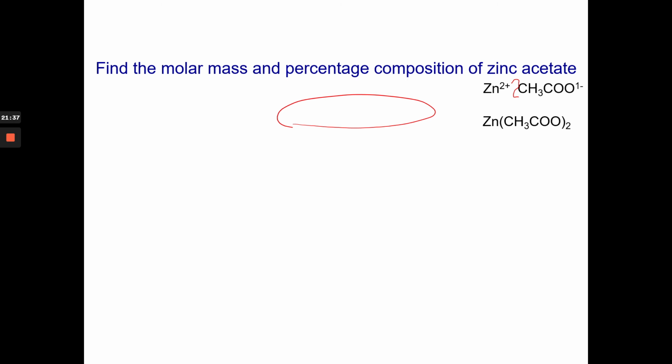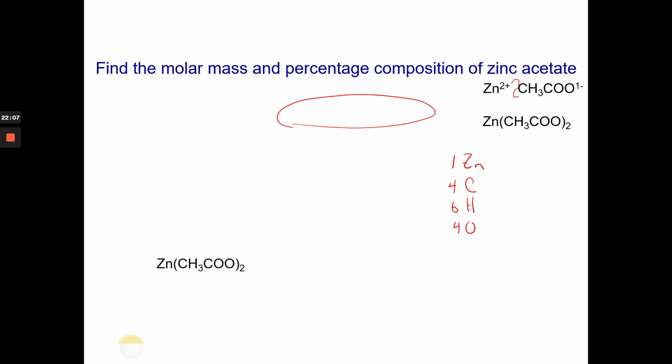Next, in this formula, we have 1 zinc. Then in the parentheses, we have 2 carbons, but there's a 2 outside, meaning we double everything inside. So there's a total of 4 carbons. There's 3 hydrogens in the parentheses, but that gets doubled, so 6 hydrogen. And there's 2 oxygens in the parentheses. That gets doubled, 4 oxygen. So this is zinc acetate.